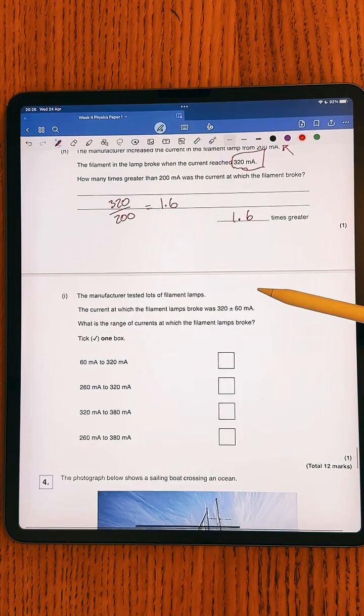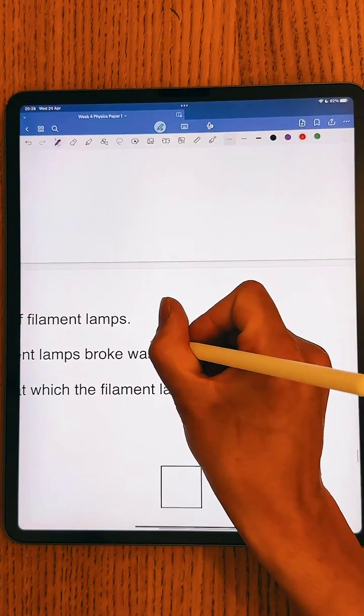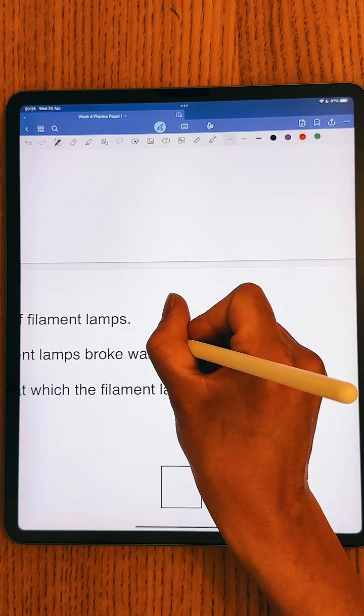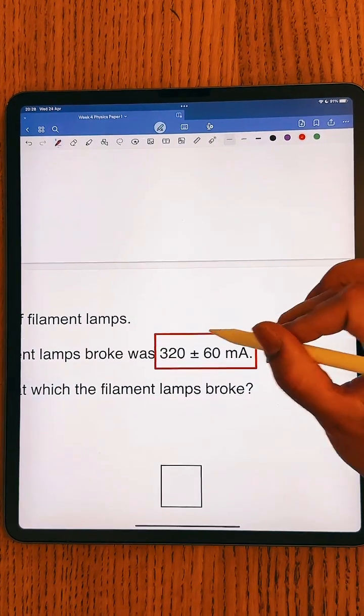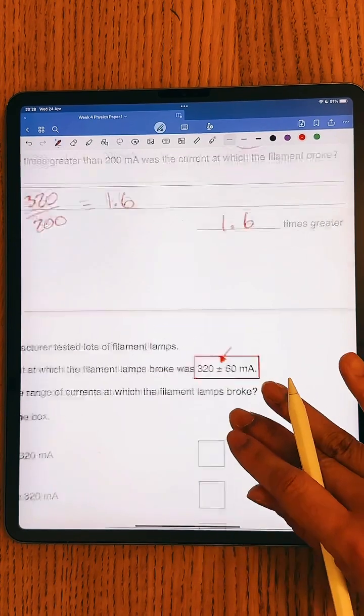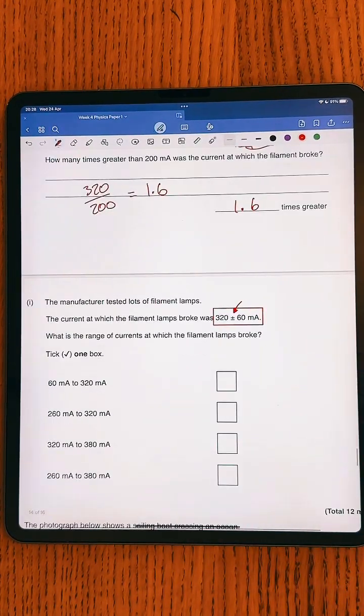Next question. The manufacturer tested lots of filament lamps. The current at which the lamp broke was this. What does this mean? The current at which the lamps broke was this. What does that symbol mean? It doesn't come up much, to be honest with you, but it came up here. This was a few years ago, I think this was 2020. Anyone know what that means? Yeah, uncertainty, plus or minus.